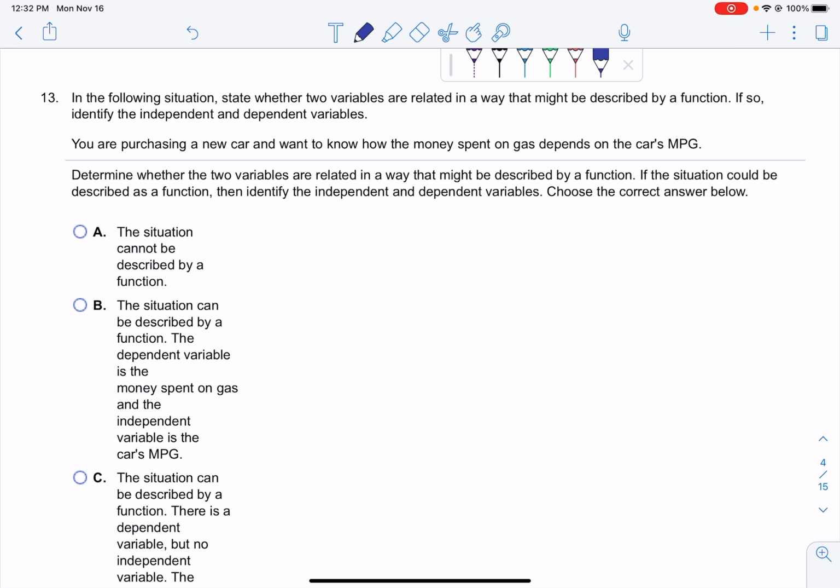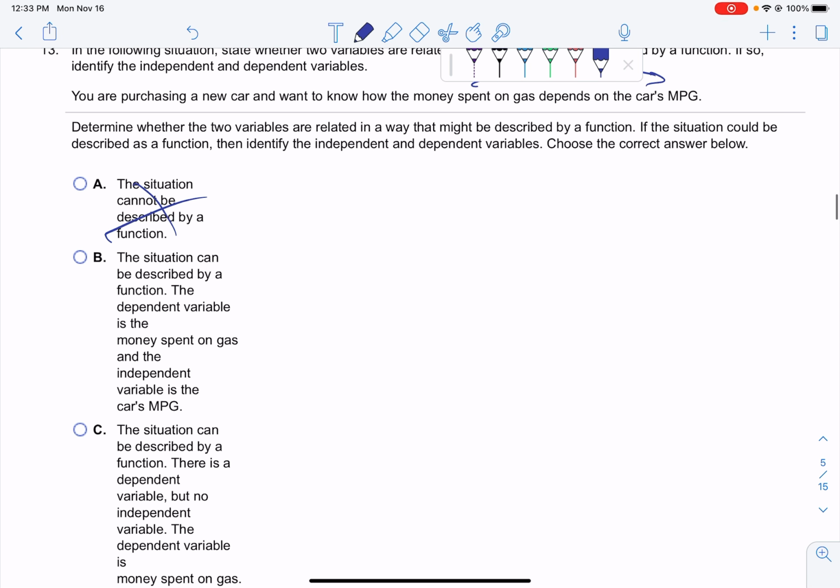You're purchasing a new car and you want to know how the money spent on gas depends on the car's miles per gallon. So if your car has a higher miles per gallon, you're going to spend less money on gas. And it tells you right now that the money depends on the miles per gallon. So yes, it's a function. The dependent is the money. The independent is the miles per gallon. So the dependent is the money. The independent is the car's miles per gallon. Yes.